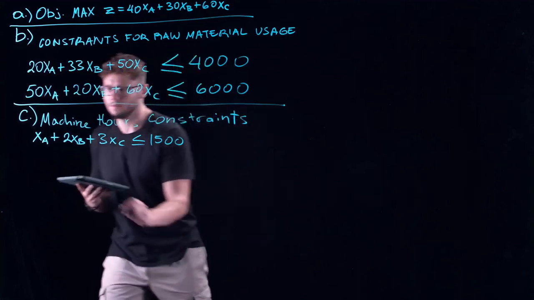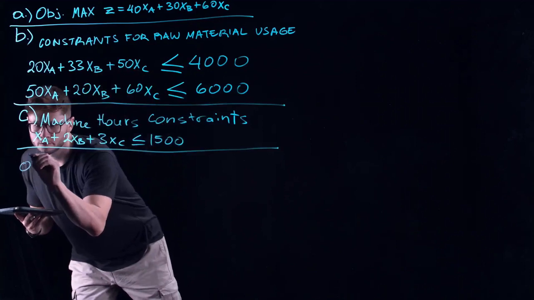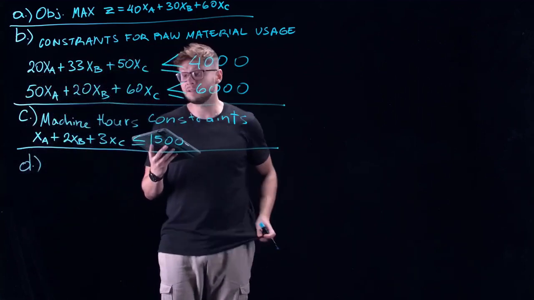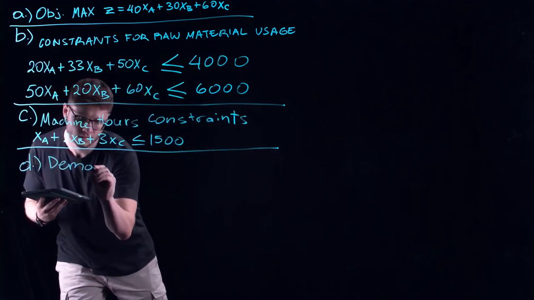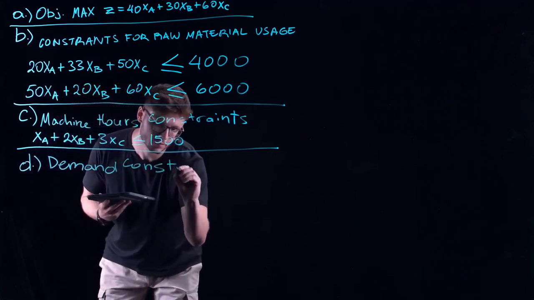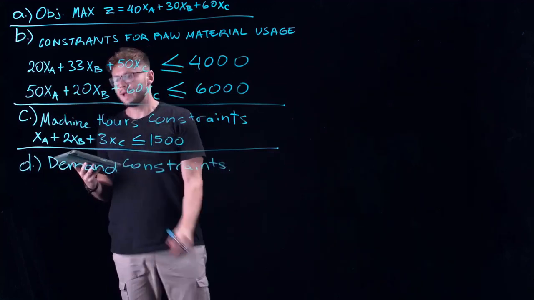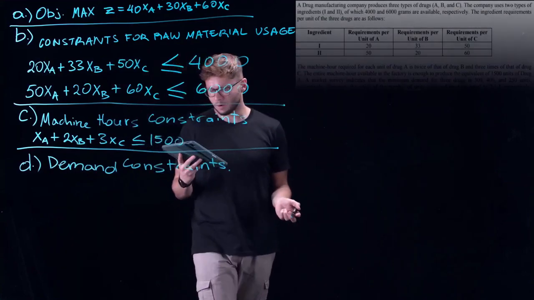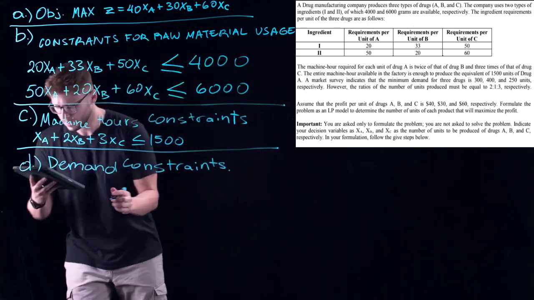So for question D, we're asked to write demand constraints, right? There's a demand specified in the question. Our demand constraints can be defined as 3 separate inequalities using the minimum demand values given in the question. This is quite straightforward.